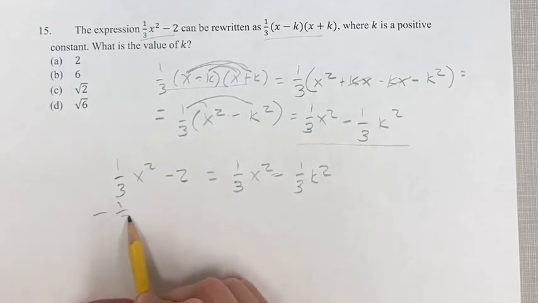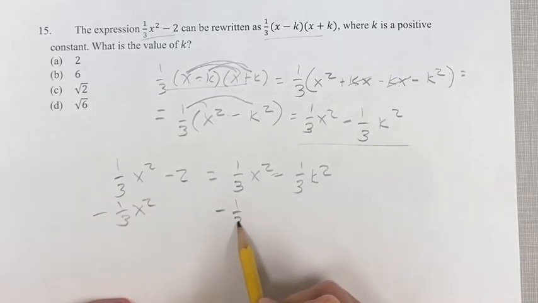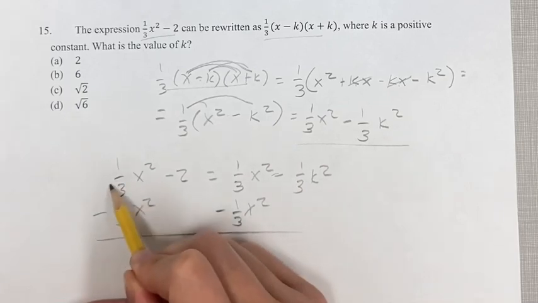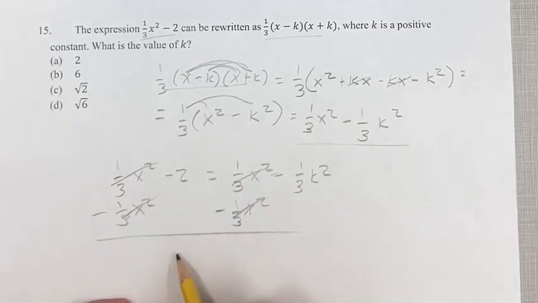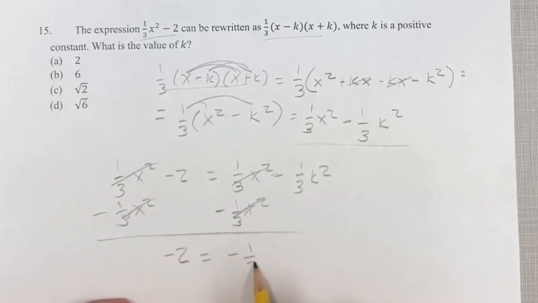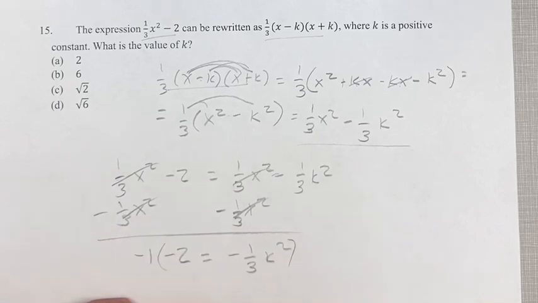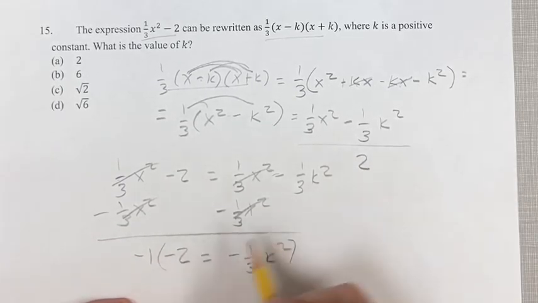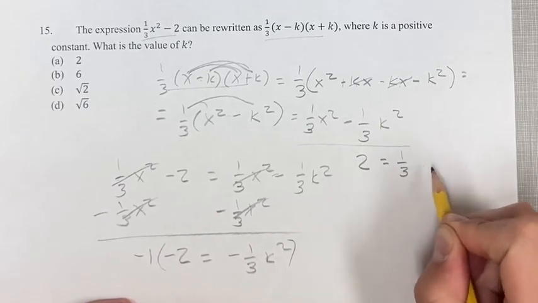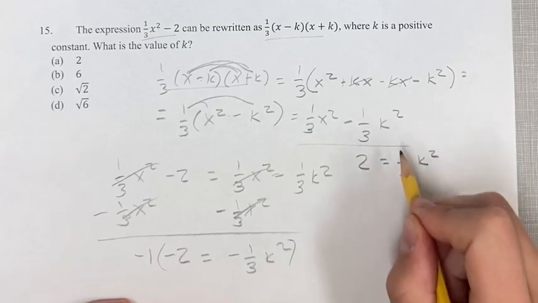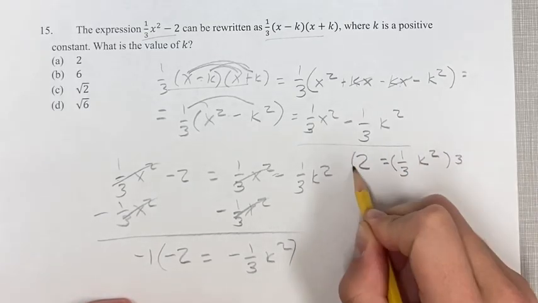Because if we subtract 1/3 x squared from both sides, these cancel and these cancel. So we get -2 is equal to -1/3 k squared. That's all that's left. So just rewriting this up here, let's multiply it by -1. So -1 times -2 is positive 2 is equal to -1 times -1/3 is positive 1/3 k squared. Multiply both sides by 3.